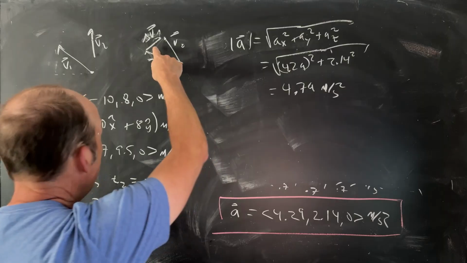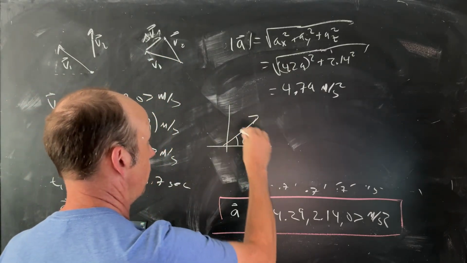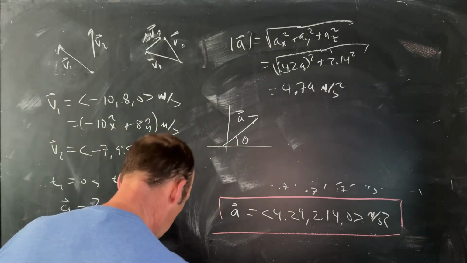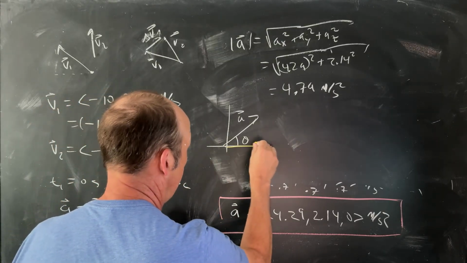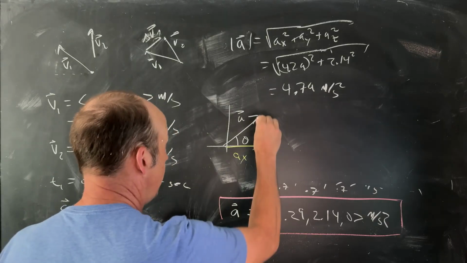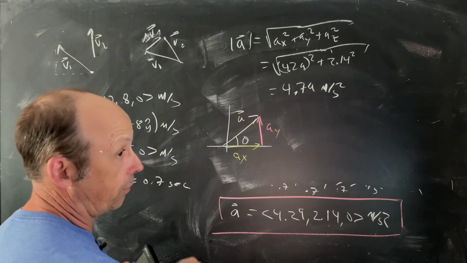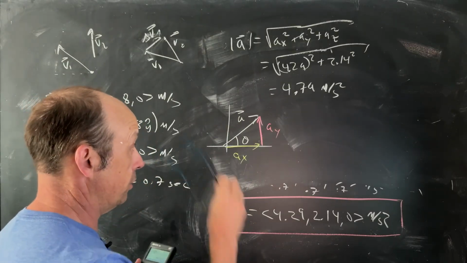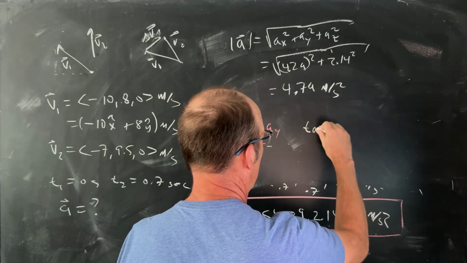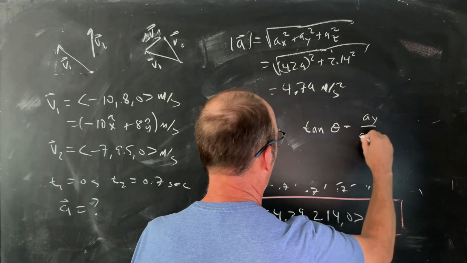Now, if you wanted to, you could also find this angle theta right here. So that's my vector A. Could I find the angle theta? So this is my x component of acceleration. This is my y component of acceleration, and they make a right triangle because they're at 90 degrees to each other. So I could find that angle theta by saying the tangent of theta, which I didn't ask for, is equal to ay over ax.